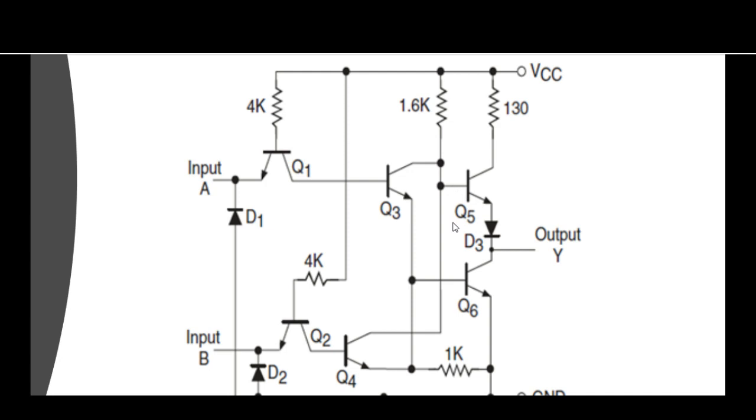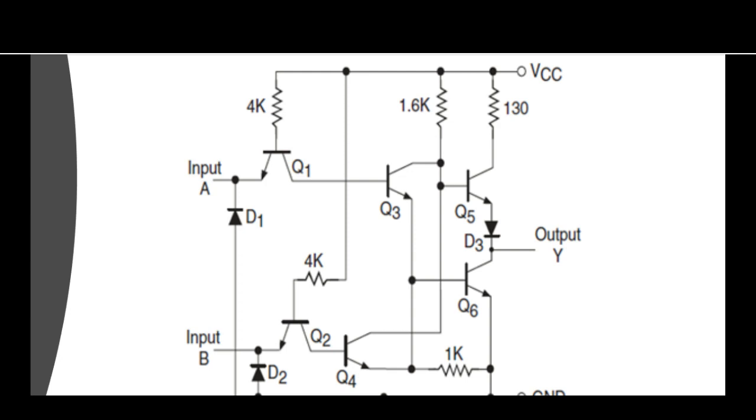Q5 will turn on and make sure the 5 volt appears at the diode D3 anode, making the diode D3 forward biased. That results in the output Y equal to 5 volt. Logically 1.